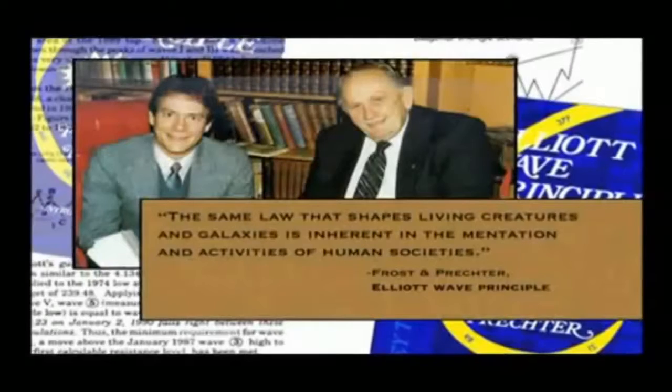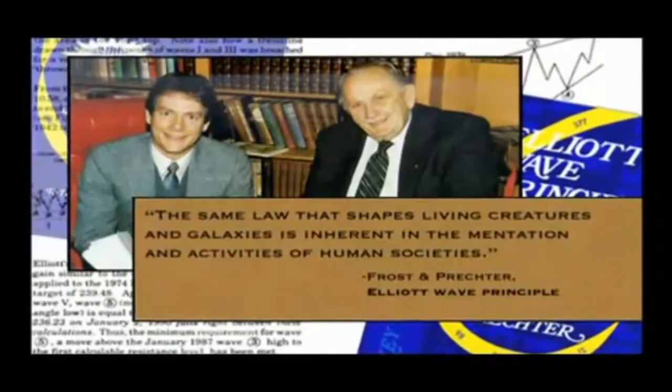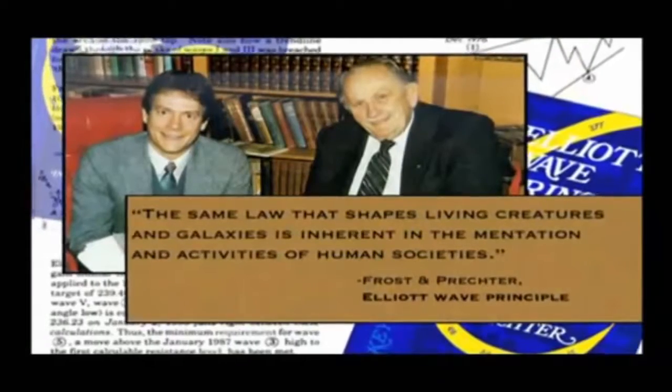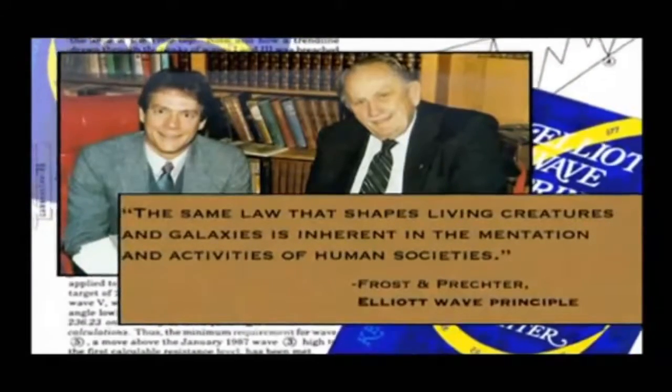In the case of the wave principle, though, the efficiency is not in the individual's biology, but the efficiency in the progress of the species. The idea that fractal patterns, spirals, and Fibonacci growth all exist in the stock market is certainly remarkable. But then when you consider that the stock market itself is a measure of humanity's productive capacity, and then when you consider that cultural trends ebb and flow with that pattern, I mean, the resulting implications are quite grand, really. Frost and Prechter stated in Elliott Wave Principle that the same law that shapes living creatures and galaxies is inherent in the mentation and activities of human societies.